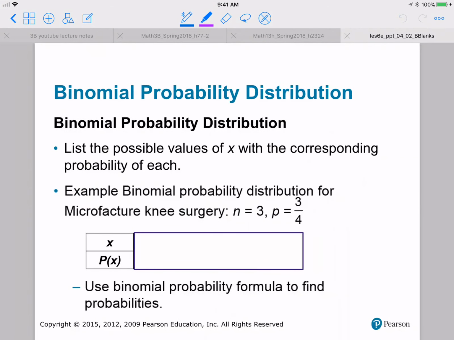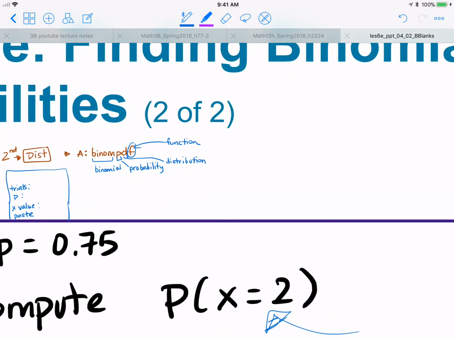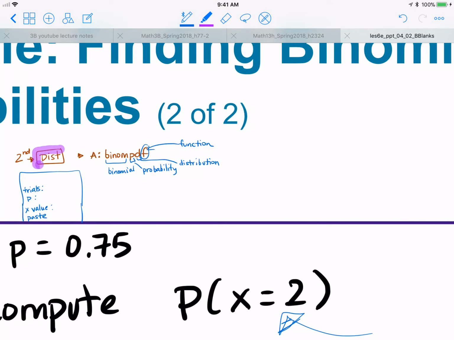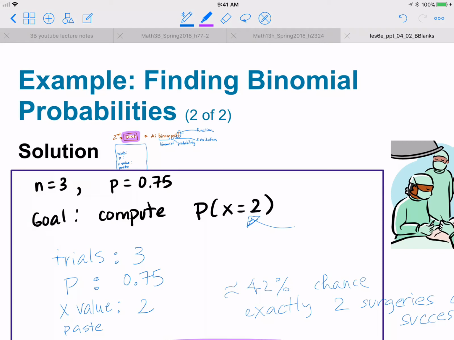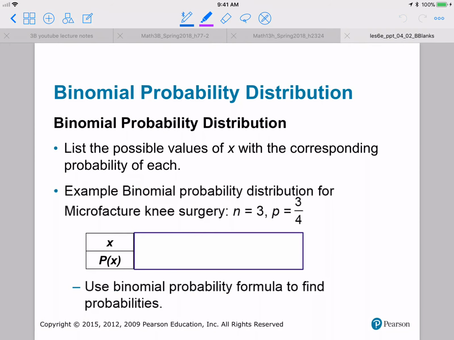All right, so let's look at a binomial probability distribution. Notice that what I said here was you need to click distribution, and it'll give you a list of different distributions. Some distributions are really important and we're going to use them a lot. Normal distribution and binomial distribution are the 2 key distributions that we use a lot. So in this example, we want to list the possible values of x and the probability of each.